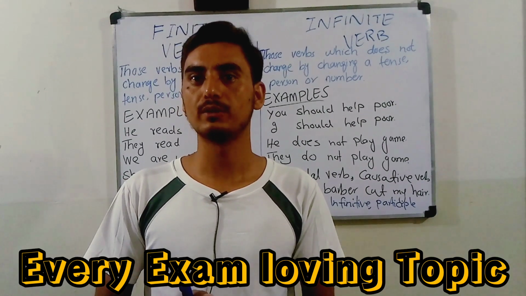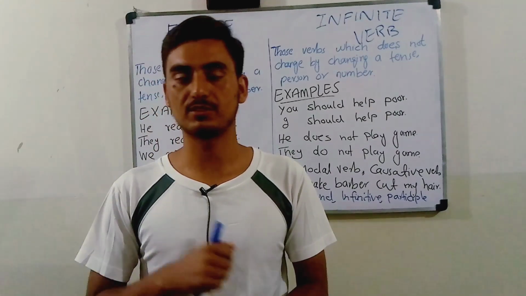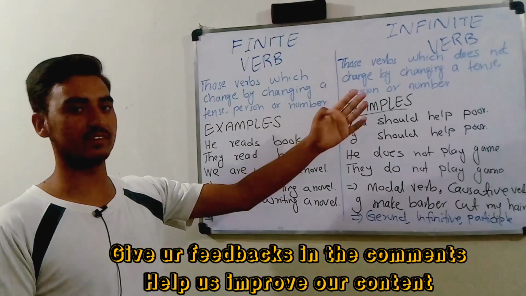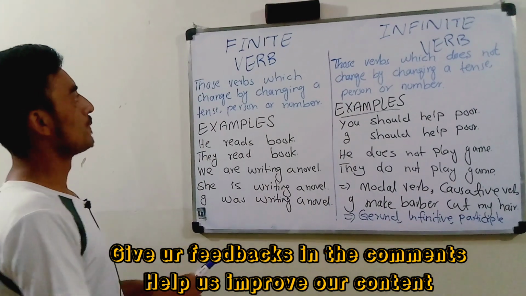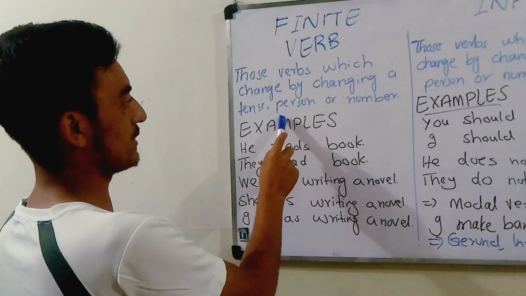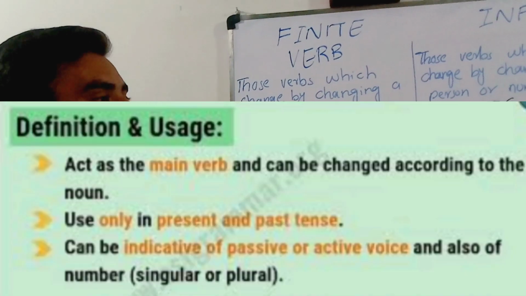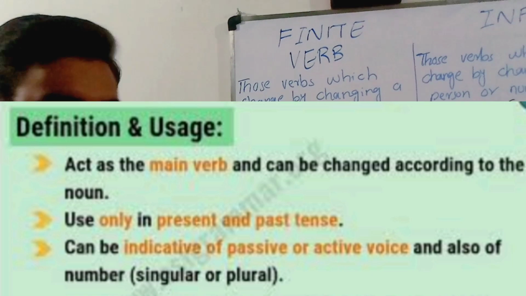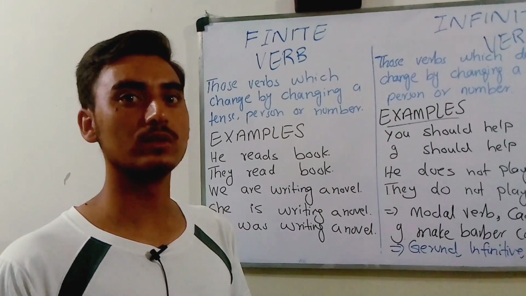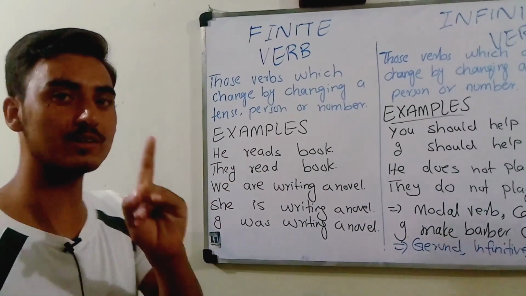So in this video, we study finite and infinite verb with the help of some examples. So let's start. Finite verb, next we have infinite verb. Finite verbs are those verbs which change by changing a tense, person or number. This is just a definition, but we have to clear this definition with the help of some examples. So example is very important.